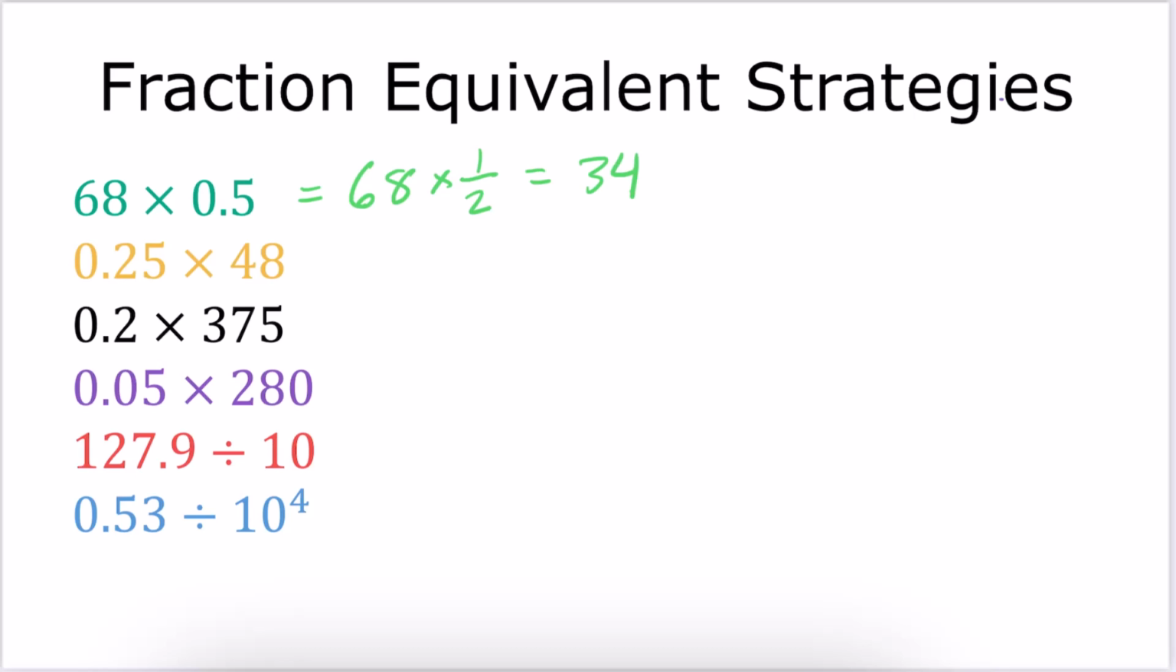Same thing with this next one. If I think about 0.25 as being the fraction 1/4 times 48, well, 48 divided by 4 is just 12. And so 1/4 times 48 would equal 12. Because remember, you can rearrange the order of the multiplication in the numerator or the denominator.